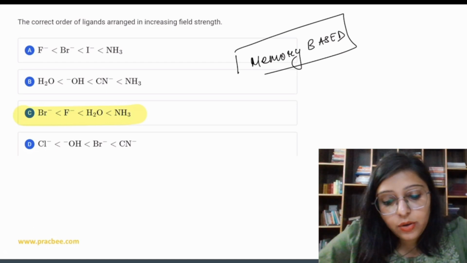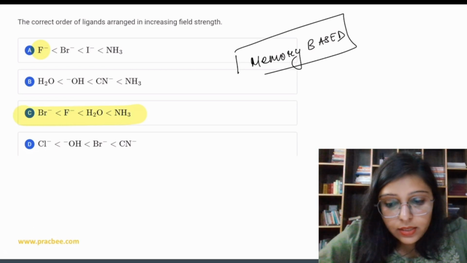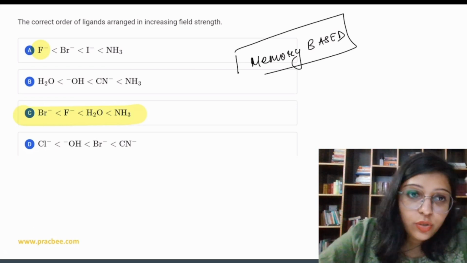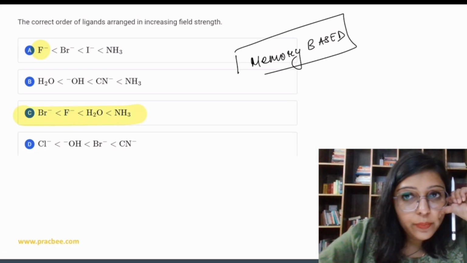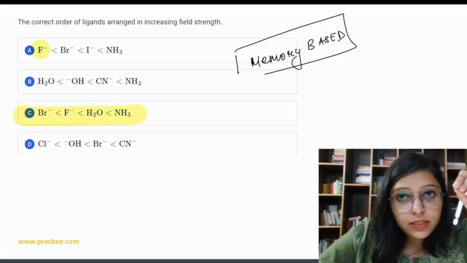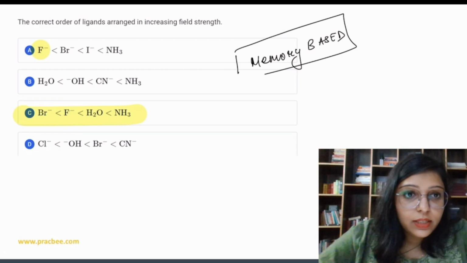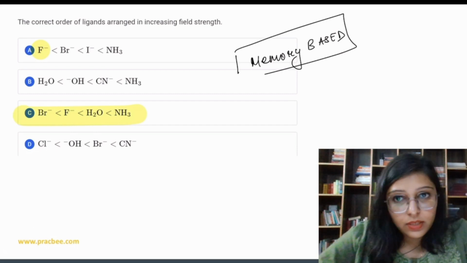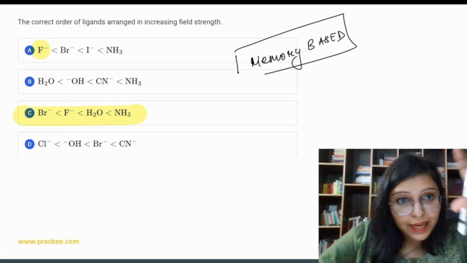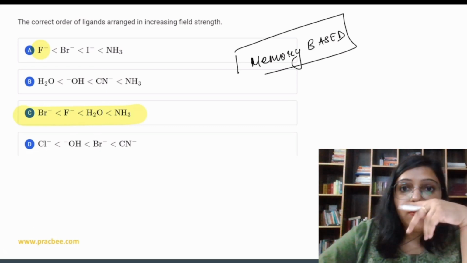Now here we have halogens. So F minus is going to be the better ligand. Why is it going to be the better ligand? It is smaller in size, so it can easily give its electron. It is smaller in size and it has a negative charge, so it can give its electron. Okay, so in that way we are going to check.